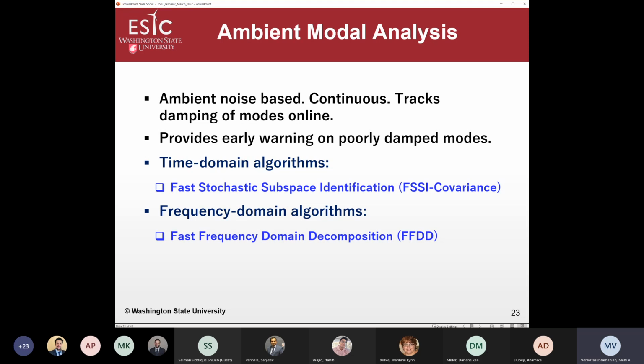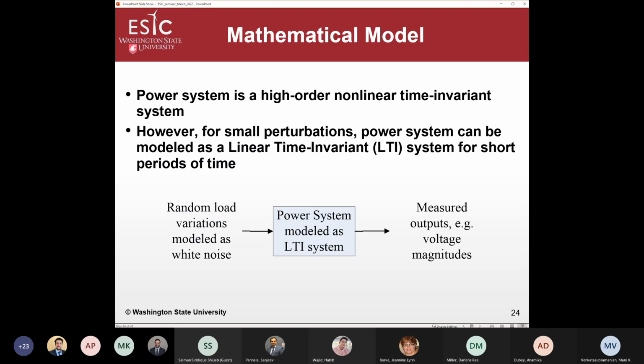So in the case of modal or ambient analysis, we use a time domain method and a frequency domain method. Again, to provide some complementary analysis, each has its own advantages and challenges. And for real-time tools, it's good to have redundancy. So we like to use at least 2 algorithms to cross-check the results with one another. Quick overview of the theory. Like I said, we consider the system for small signal analysis, which will be like a linear time invariant system. Then we can model the loads as white noise.